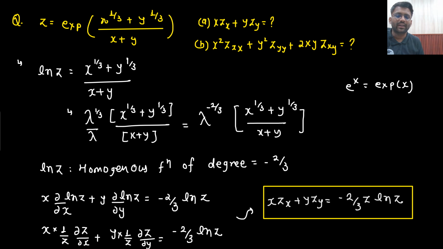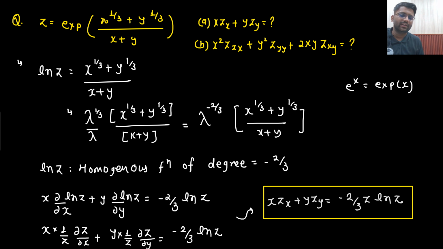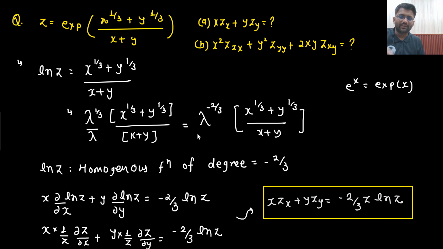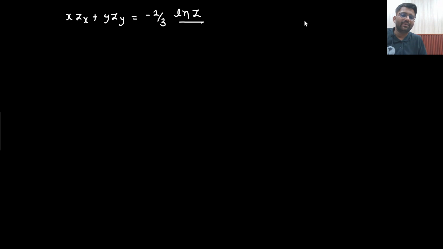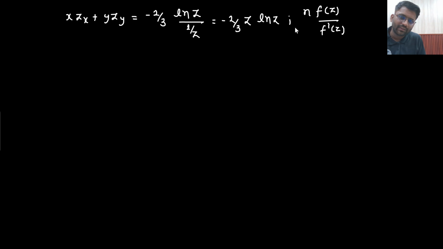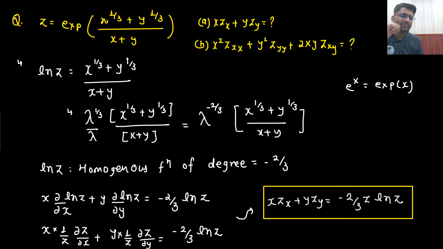And if I remember the formula directly, then by using the formula, x zx plus y zy, right? From here I get to know that it is minus 2 by 3. So minus 2 by 3 times the function, which is ln z, divided by its differentiation, that is f by f dash. The function was ln z only, no, so ln z divided by 1 by z. So what is the answer? Minus 2 by 3 z ln z. That's the answer. Minus 2 by 3 z ln z.